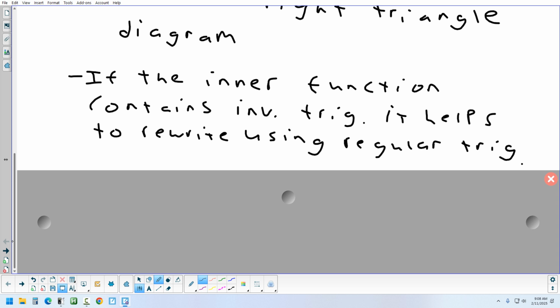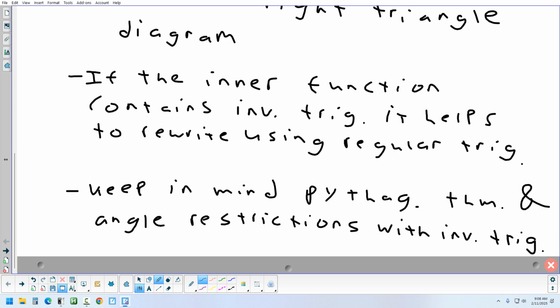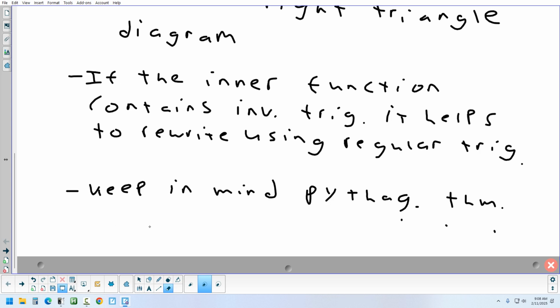Okay. Once we draw that right triangle diagram, you're only going to have two of the sides labeled based on the information that you're given. But if you know two sides in a right triangle, how can you get the third one? Yeah, a squared plus b squared equals c squared, or Pythagorean theorem. Yeah, we can use Pythagorean theorem to get that third side.